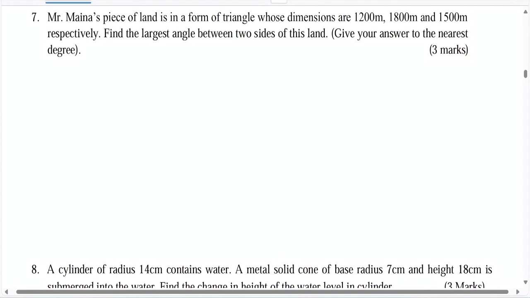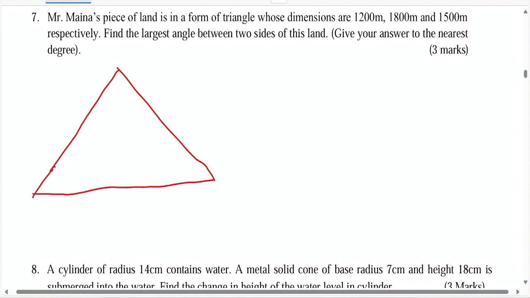Sasa question 7 says Mr. Maina's piece of land is in the form of a triangle whose dimensions are 1,200 meters, 1,800 meters, and 1,500 meters respectively. Okay, sorry. So nikichora hapa hiyo hivi. Find the largest angle between two sides of this land.